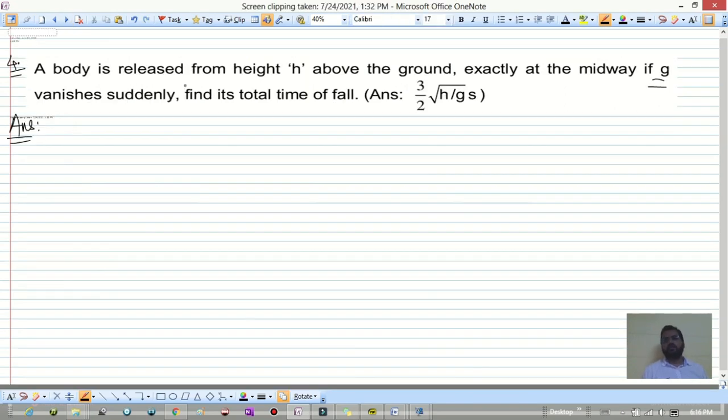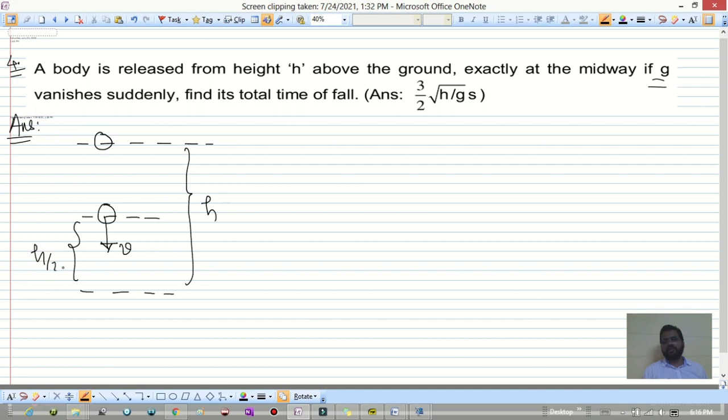Next, a body is released from height h above the ground, and exactly at the midway, g vanishes. Find its total time of fall. Over here, this is the body which is dropped from height h. Exactly at the middle, g vanishes, which indicates that after this the body will go with the same speed it had at this point, till h by 2. In this part g is present, and in this part g is equal to 0.